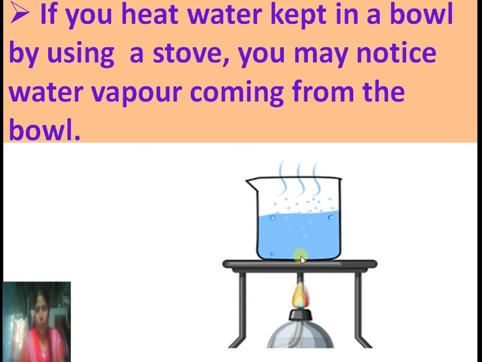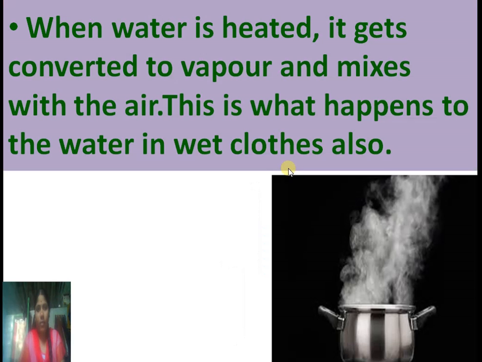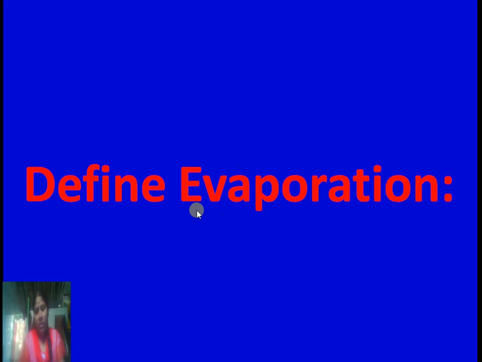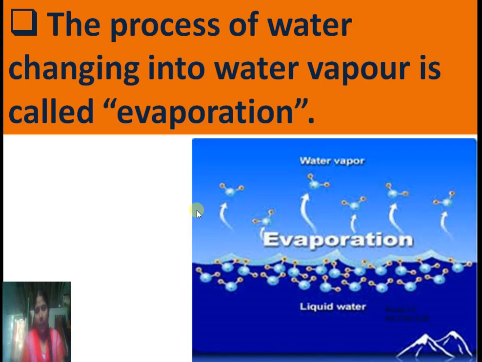If you heat water kept in a bowl by using a stove, you may notice water vapor coming from the bowl. When water is heated, it gets converted to vapor and mixes with the air. This happens to the water in wet clothes also. Children, what is the definition of evaporation? The process of water changing into water vapor is called evaporation.